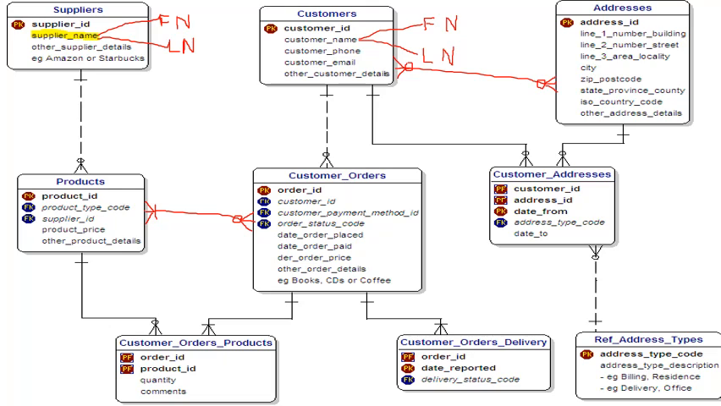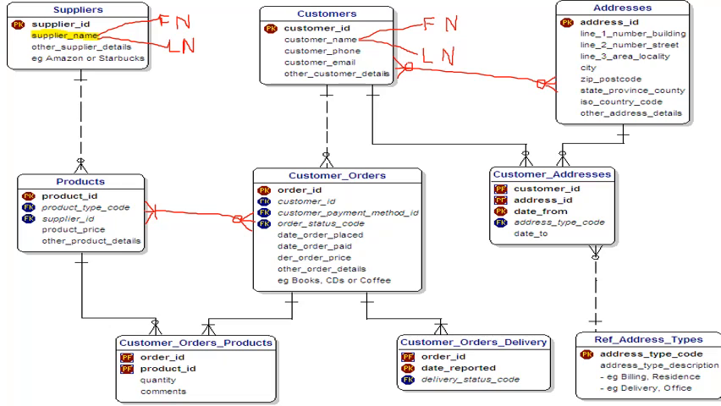foreign key. Here in the products table, we have product ID as a primary key, product type underscore code as a foreign key, and supplier ID as a foreign key, and product price and other product details. And coming to the customer orders underscore products, we have order ID and product ID as a primary key and foreign key for both the products and customer orders. And we also have quantity and comments.